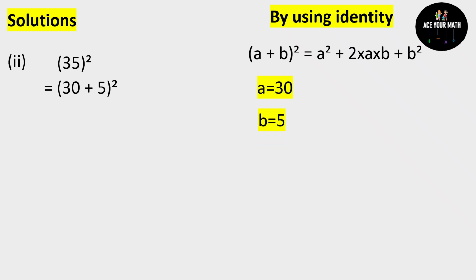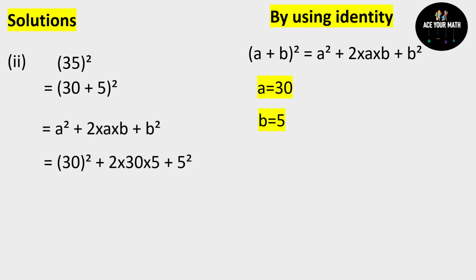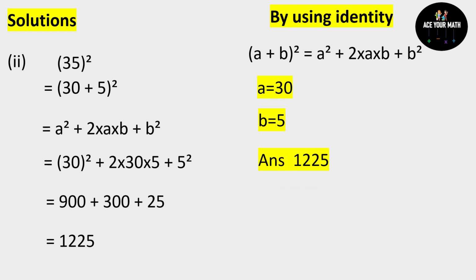And what is a here? A is 30 and b is 5. Now the identity is the same, a square plus 2ab plus b square. Just put the values of a and b. It will become 30 square plus 2 multiplied by 30 and 5 plus b square, which is 5 square. Now 30 square will give you 900, plus 2 multiplied by 30 and 5 will give you 300, plus 5 square will give you 25. After addition, what is the answer? It is 1225. So the square of 35 is 1225.